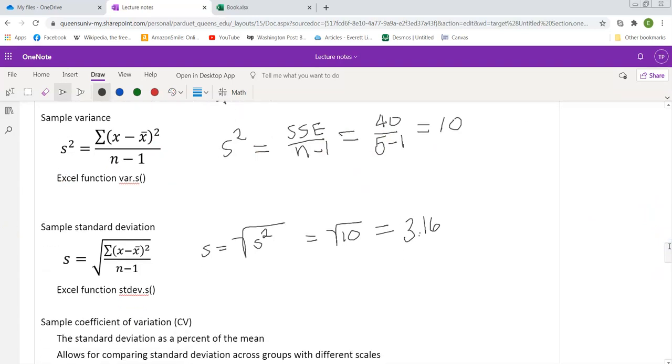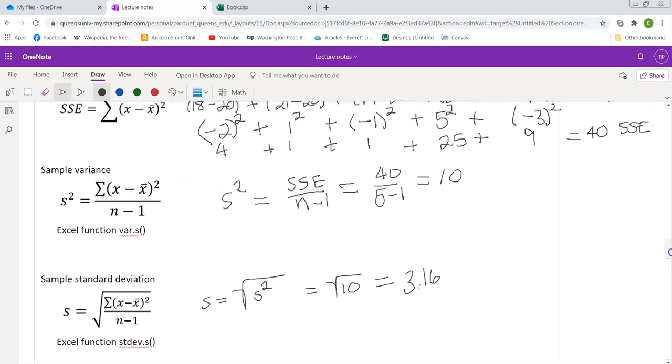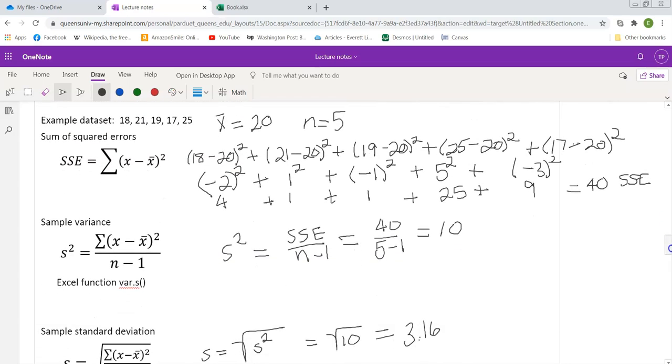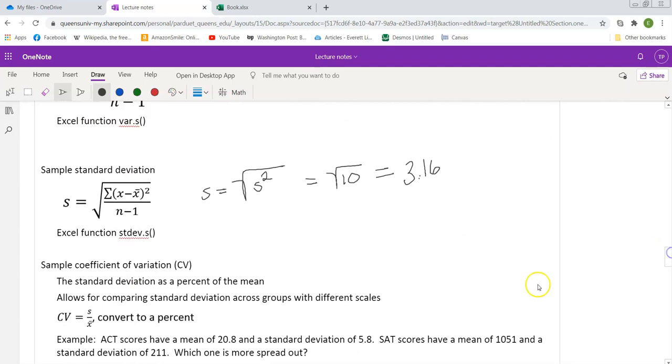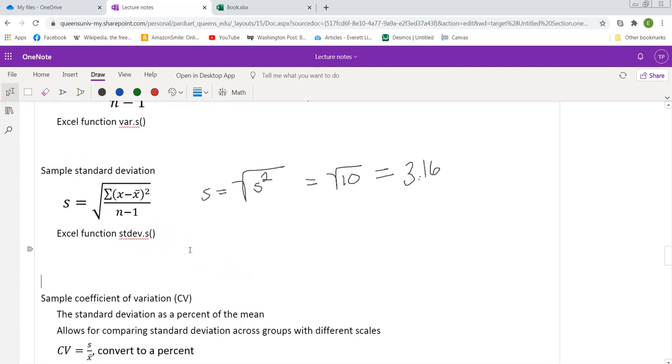So that's the sample standard deviation. I'm going to come back in just a second and show you how to do these things in Excel. Let me tell you what the sample standard deviation actually is. You can think of it as the typical distance. If you take that term standard deviation and pick it apart, standard means typical.